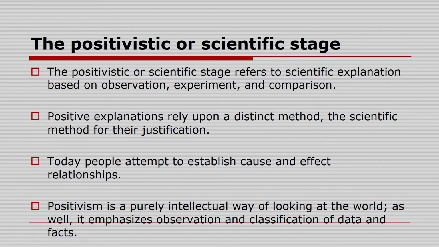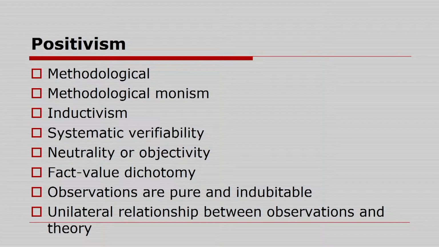That's why the positivistic stage is also known as the scientific stage. It refers to scientific explanation that is based on observation, experiment and comparison. Positive explanations rely upon a distinct method, the scientific method, for their justification. Today people attempt to establish cause and effect relationship. Positivism is purely an intellectual way of looking at the world, and also it emphasizes observation and classification of data and facts.